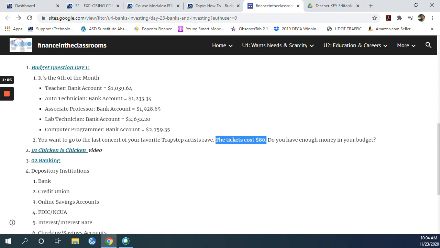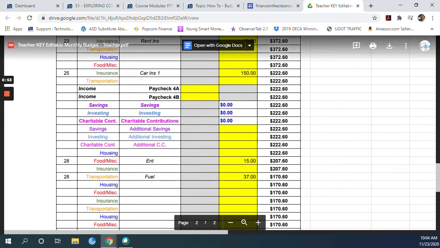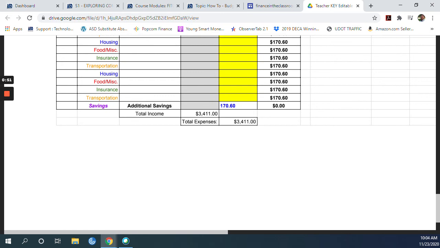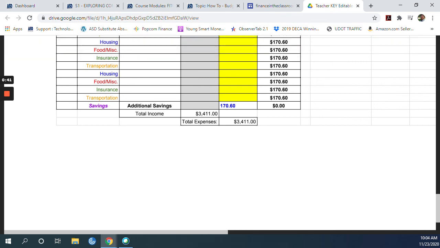To answer this question, I would let my instructor know that I chose teacher, and yes, I can afford the tickets. It is not a question of looking at the bottom of your budget and saying, oh, look, I have an extra $170 and I can afford this thing. This bottom is additional savings. That's kind of precious money. It pushes your savings rate beyond the 20% of your 60-20-10-10 plan and allows you to accomplish the financial goals you're saving for faster.